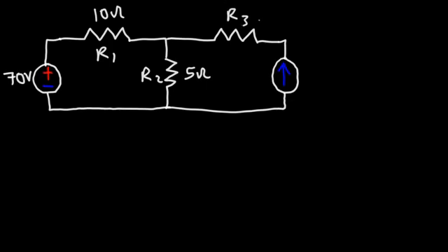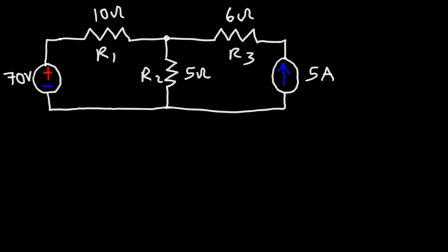And R3 has a value of, let's say, 6 ohms. Now here we have an independent current source with a value of 5 amps. So with this information, how can we use the node voltage method to calculate the current flowing through each resistor as well as the voltage at this point?